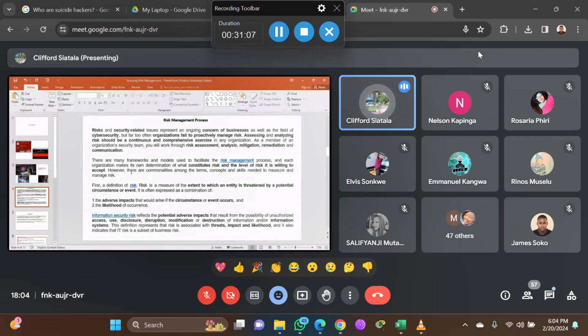Okay, so what is the definition of risk? Risk is a measure of the extent to which an entity is threatened by a potential circumstance or event. It is often expressed as a combination of adverse impact and the likelihood. So the risk will be expressed in those terms.